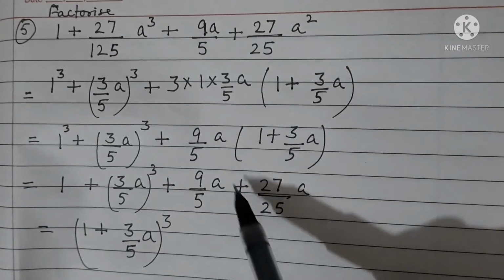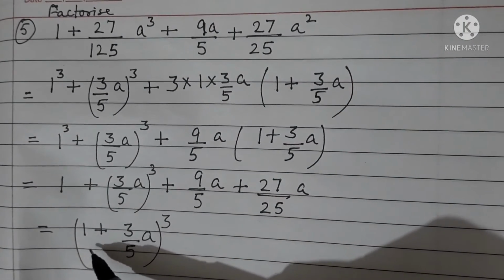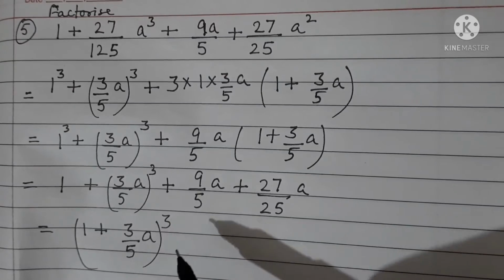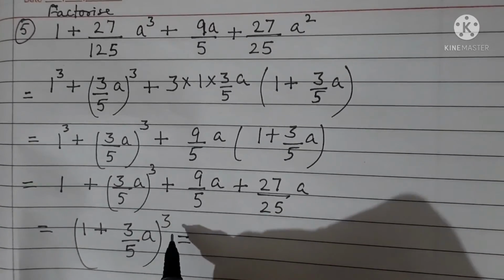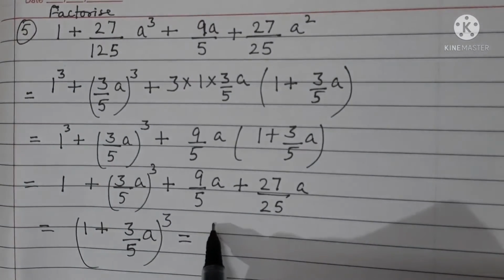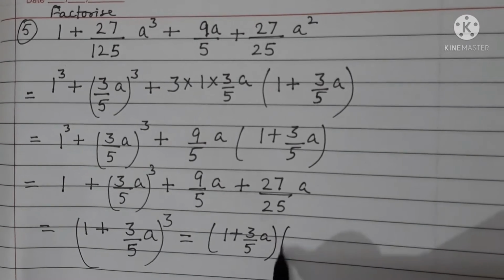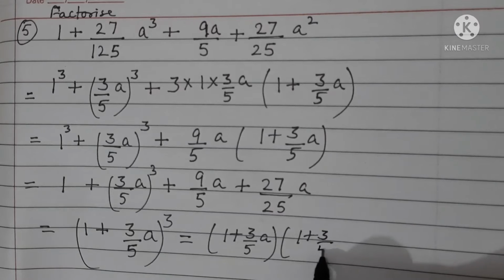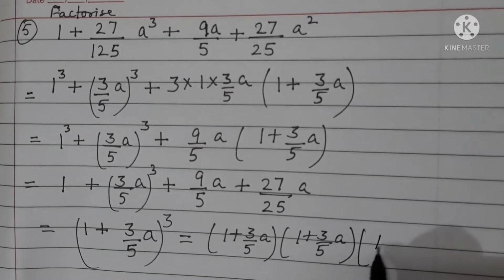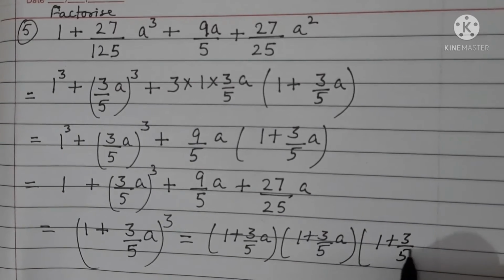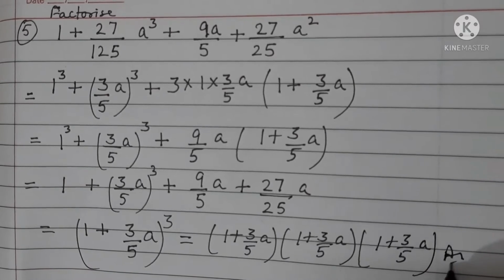So it means this is the identity of 1 plus 3 upon 5a whole cube, and when you factorize it, you can write 1 plus 3 upon 5a into 1 plus 3 upon 5a into 1 plus 3 upon 5a, and get the answer.